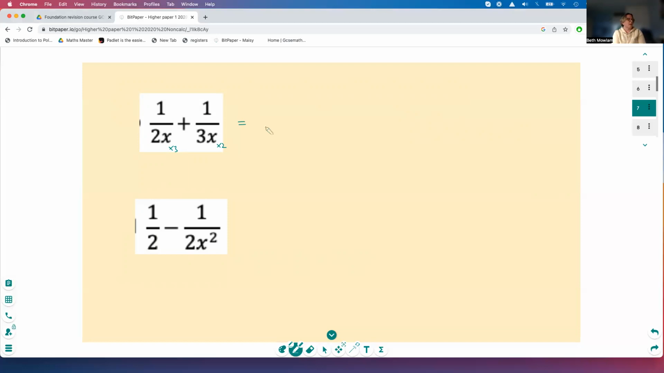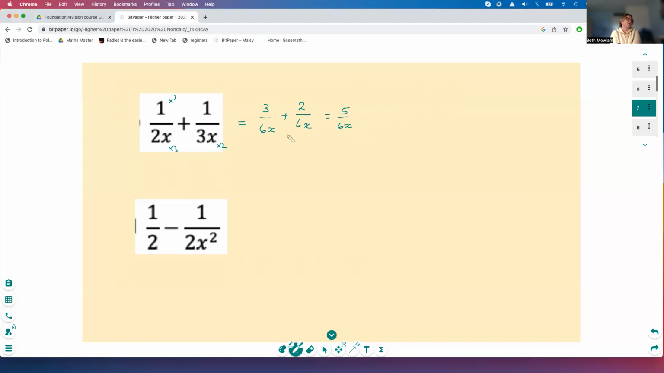I'll show you what you get otherwise, just to show you that it would work, but why it could be harder. So I'm timesing this by 3, I times this by 3. So I've got 3 over 6x plus 2 over 6x, because I times those by 2, which gives me 5 over 6x. Can't simplify that, no common factors.